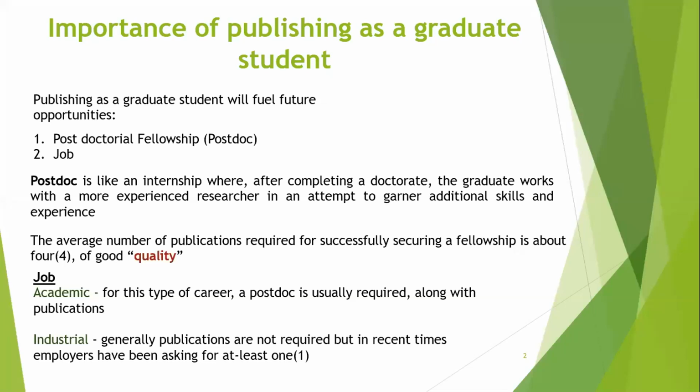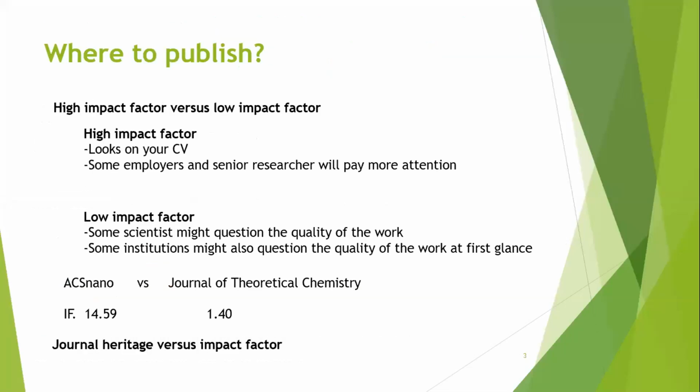So like I said, the average is about 4. Now, where to publish is also another issue, and at this stage we start to get a little bit philosophical. All right, high impact versus low impact. Okay, and we have to understand where the impact factor comes from. It's basically the average of the average citation of journal articles in a particular journal.